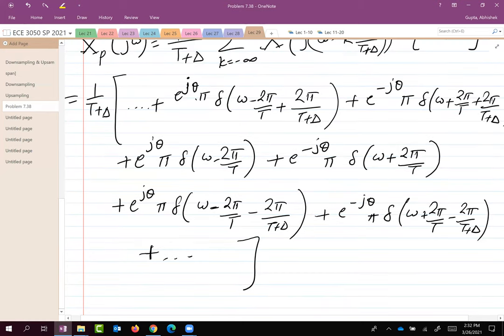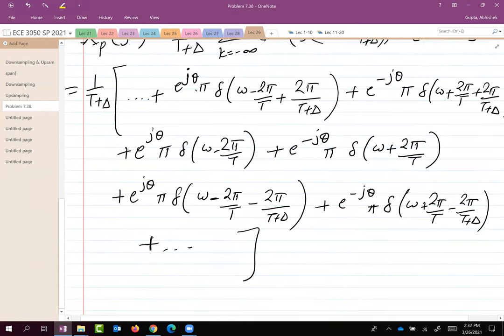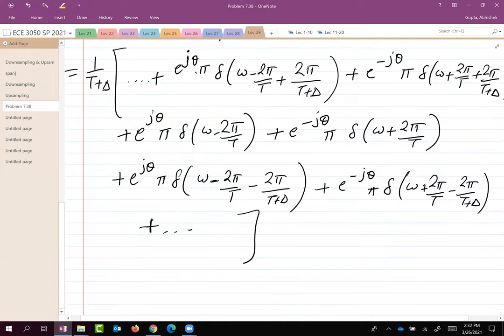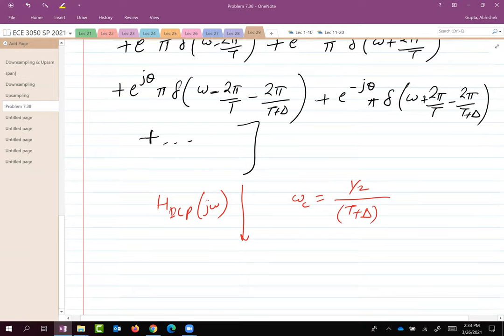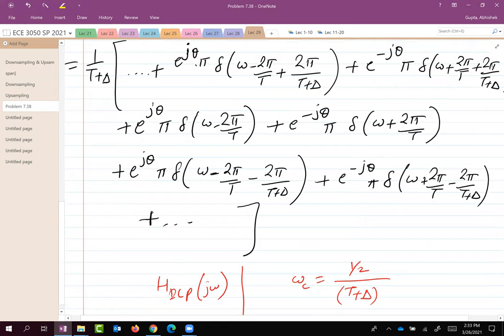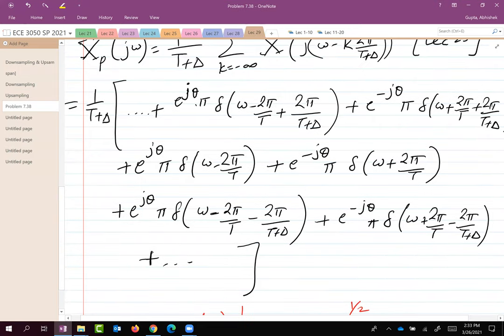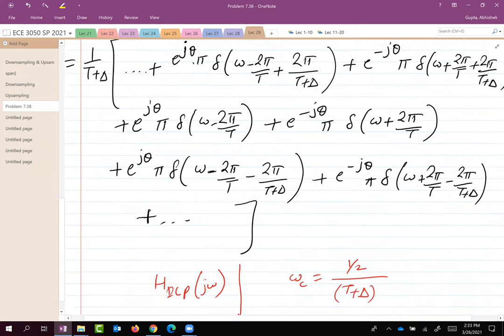Any other question? Okay, no question. So let's pass it through a low pass filter with the cutoff frequency 1/2(T+δ). Now the question is, which of the signals will pass through in this case?